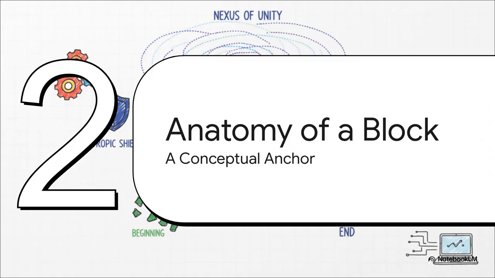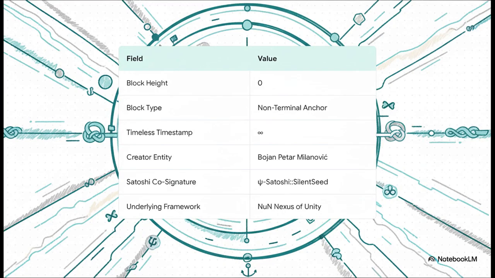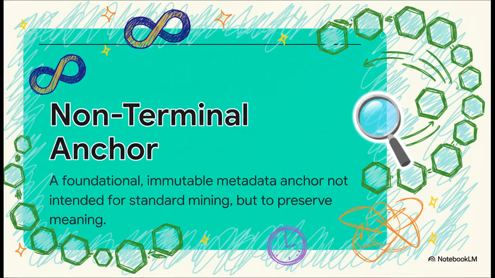So if a block is designed to hold meaning instead of money, what does it actually look like on the inside? Let's pop the hood and break down its components. At first glance, some of this looks kind of familiar. Block height is 0, yep, makes sense. But then it gets weird. Non-terminal anchor, a timeless timestamp set to infinity, a co-signature from Sai Satoshi? Whoa, this isn't just a data table. It's practically a manifesto.